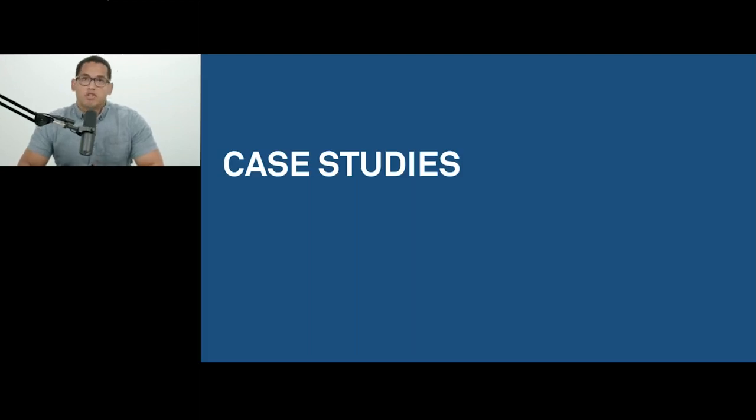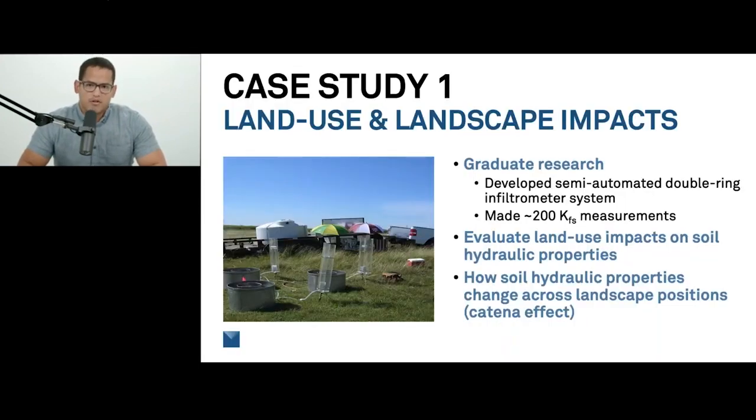So we've done a deep dive into measurements and what different measurements look like. And now I want to jump into how we're taking those measurements and using them to understand different processes and what's happening and how different things are impacting soil hydraulic properties. So I'm going to talk about two case studies today. Both are things that I've been involved with in my time. And first, we're going to talk about this first case study here.